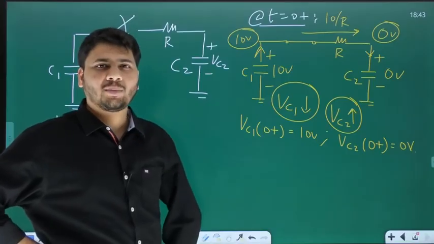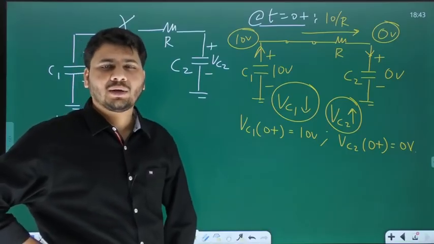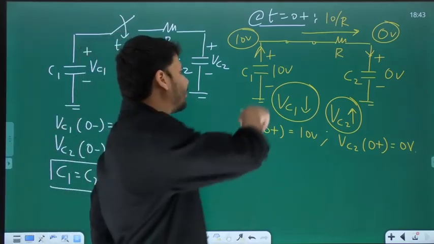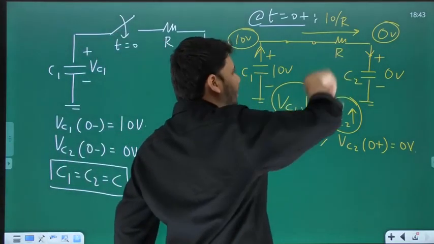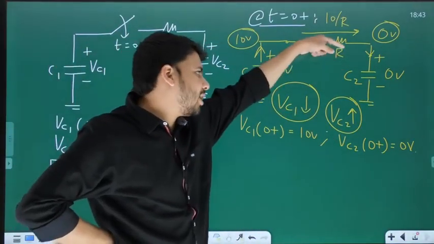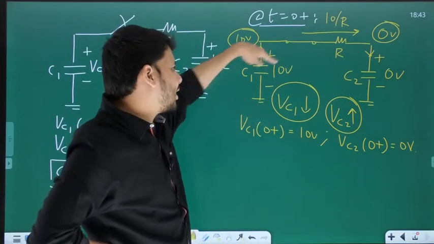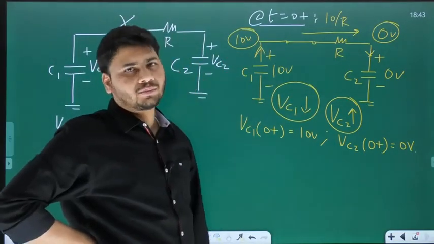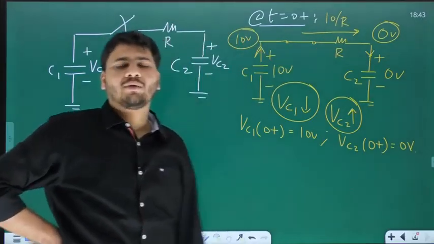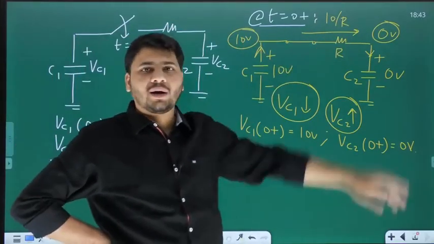See, when does the capacitor stop getting charged or discharged? When the current through it becomes 0. And the current flowing through both C1 and C2 is the current flowing through the resistor. So whatever current flows through R, the same current will charge C2, and the same current will discharge C1. And this discharging current or this charging current will become 0 when the current through R becomes 0.